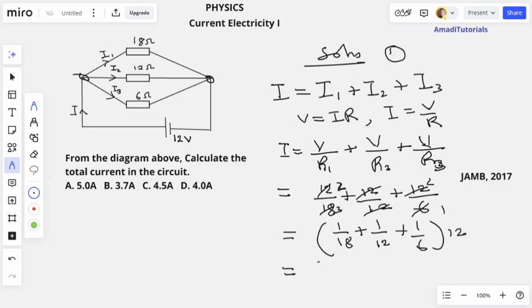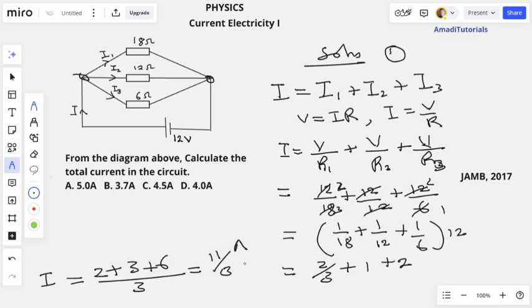So this is the same thing as 2 over 3 plus 1 plus 2. Any way you want to go about it, it's still the same. So the LCM there is 3. 3 divided by 3, 1 times 2, 2, plus 1, 3 divided by 3 is 1 times 1, plus the denominator of this one is 1, 3 times 2, 6. So I here equals 6 plus 3 plus 2, that would be 11 over 3 amps.